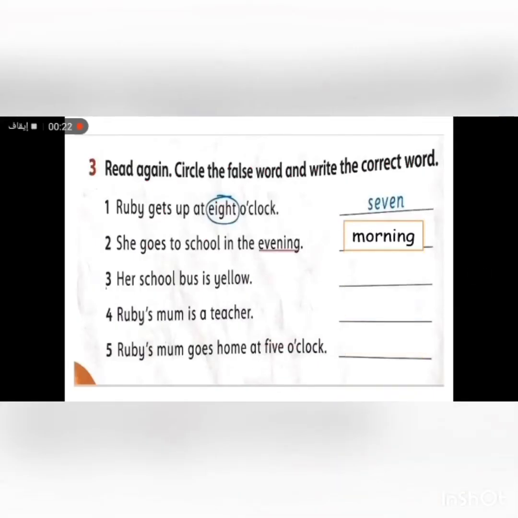Okay, Ruby gets up at 8 o'clock? No, at 7. She goes to school in the evening? No, in the morning. Her school bus is yellow? No, it's blue. Ruby's mom is a teacher? No, she's a doctor. Ruby's mom goes home at 5 o'clock? She goes home at 2 o'clock.